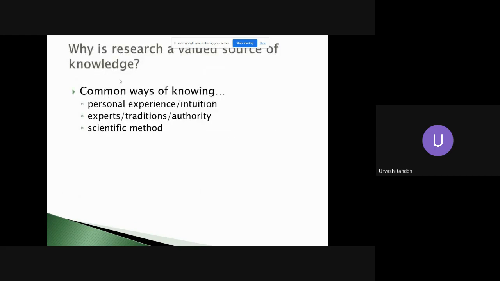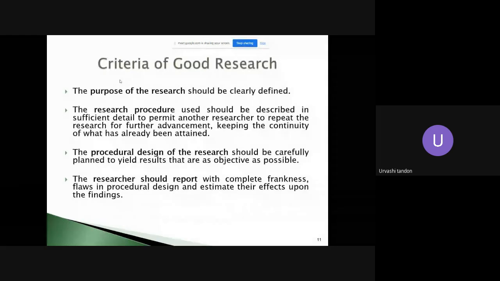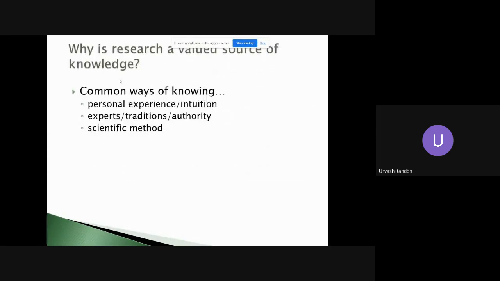So why is research a valued source of knowledge? Because first of all, it helps us to know the common ways of knowing, from our personal experience, experts, traditions, institutions, etc. We can know that research is a systematized body of knowledge.